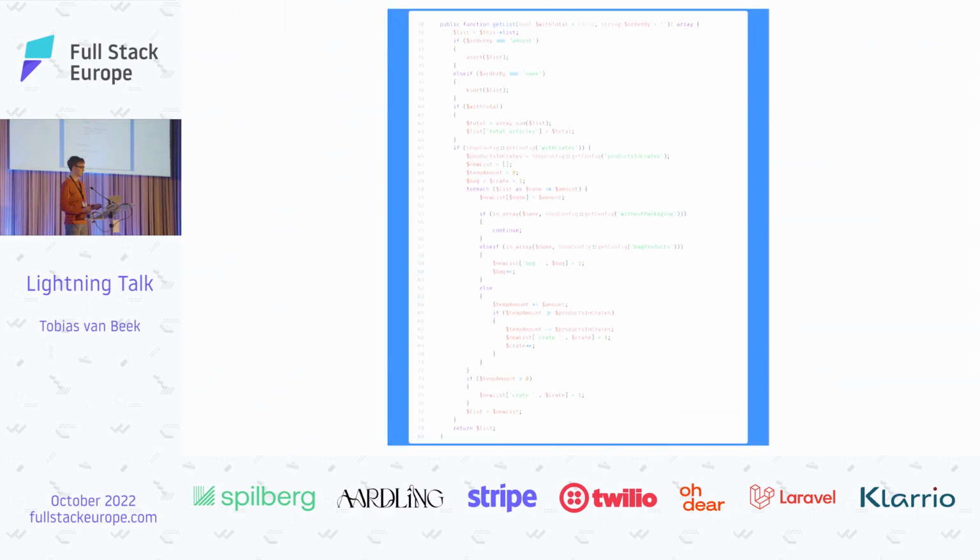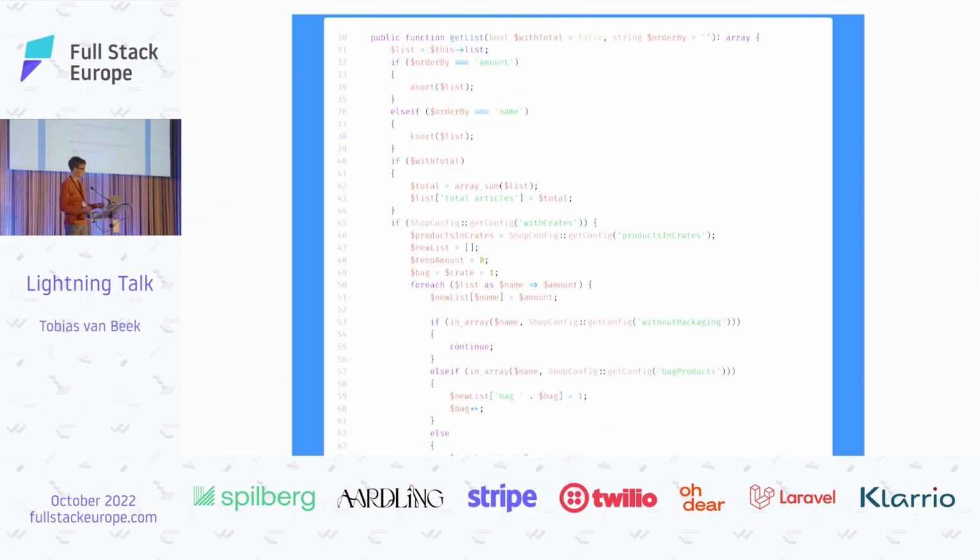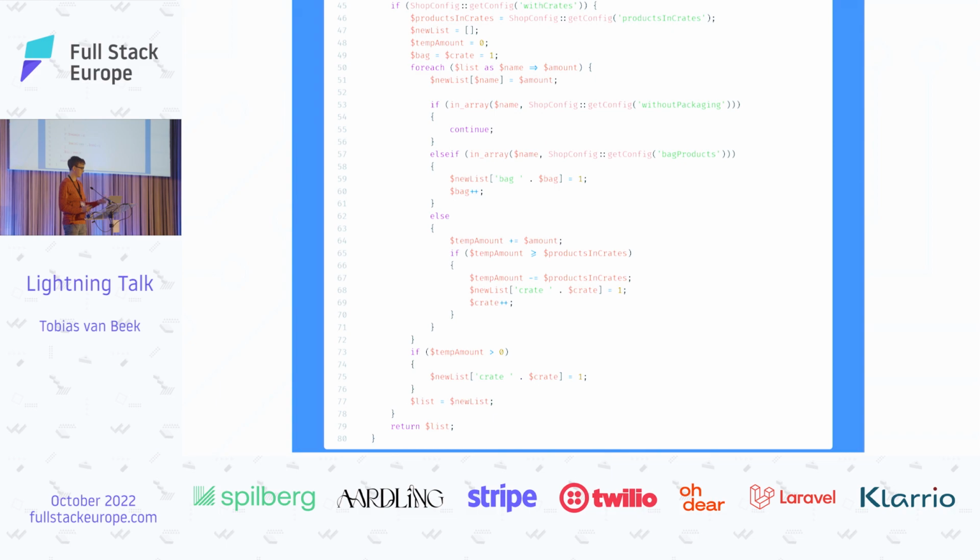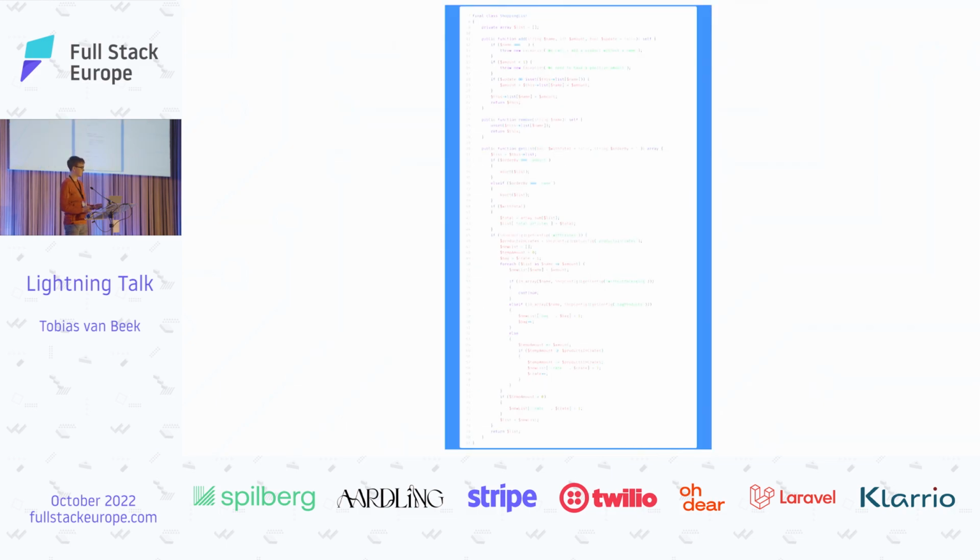The next part is we update the get list function. I'll show it a little bit more. You see on the top we have the option to order it. We want to order the items in the list by the amount or by the name. Do we want to have the total number of products? And maybe we have something to decide if we want to put the items in crates and use a config class for some more details about the packaging. And if you take the total class, it's still small, but it already gets a little bit messy.